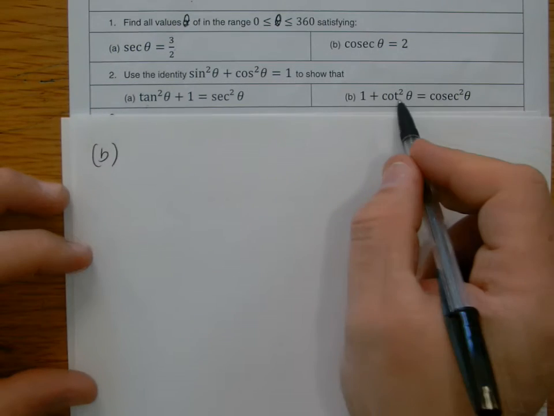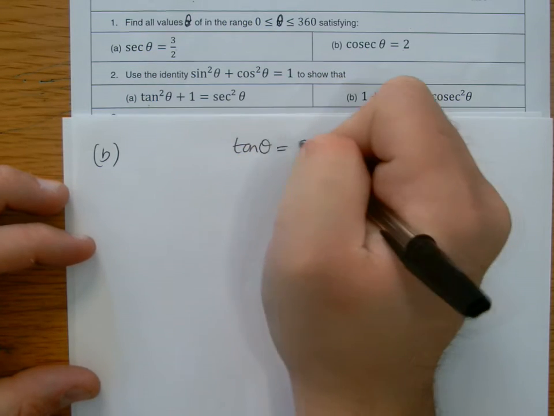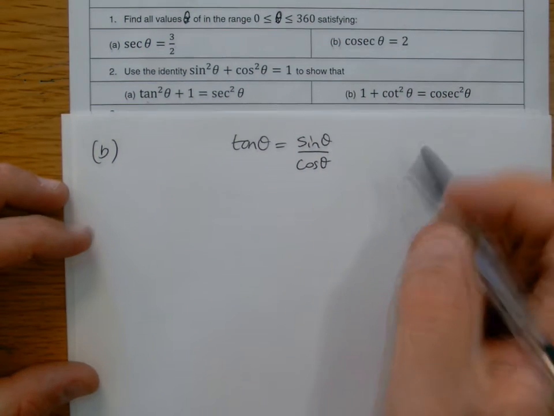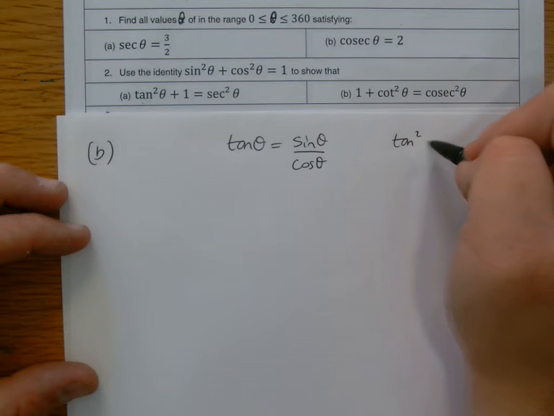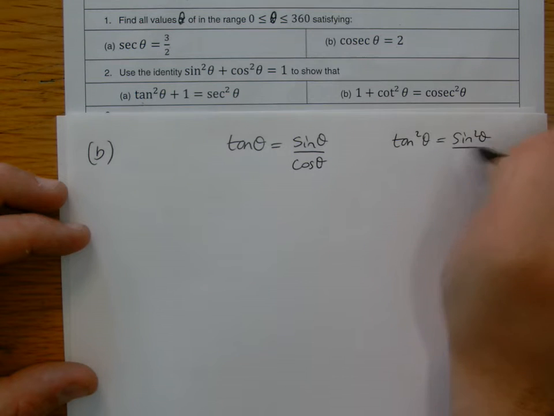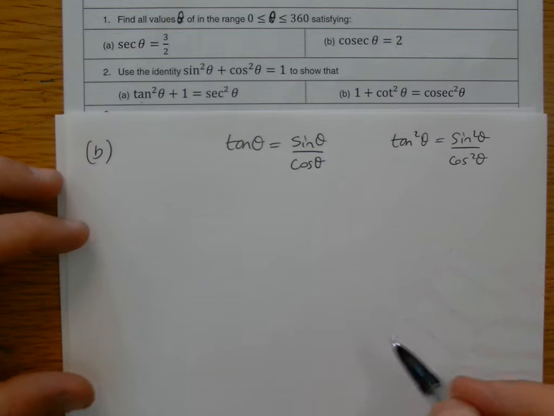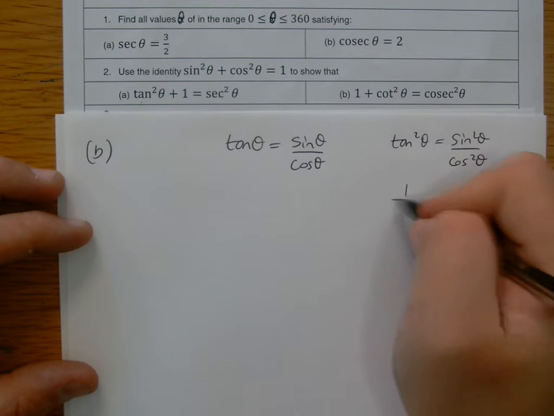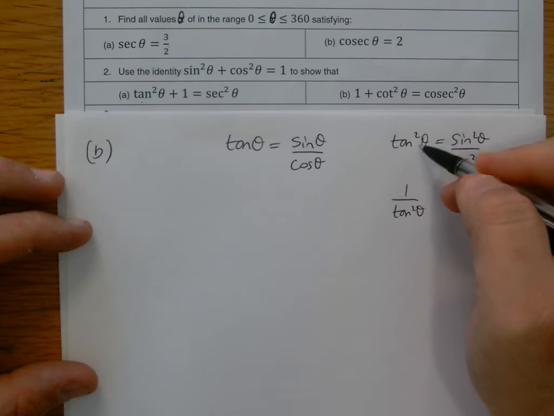Okay, so for part B, just to note here, we obviously know this, and we also know this, then if tan theta is sine theta over cos theta, then tan squared theta is sine squared theta over cos squared theta.